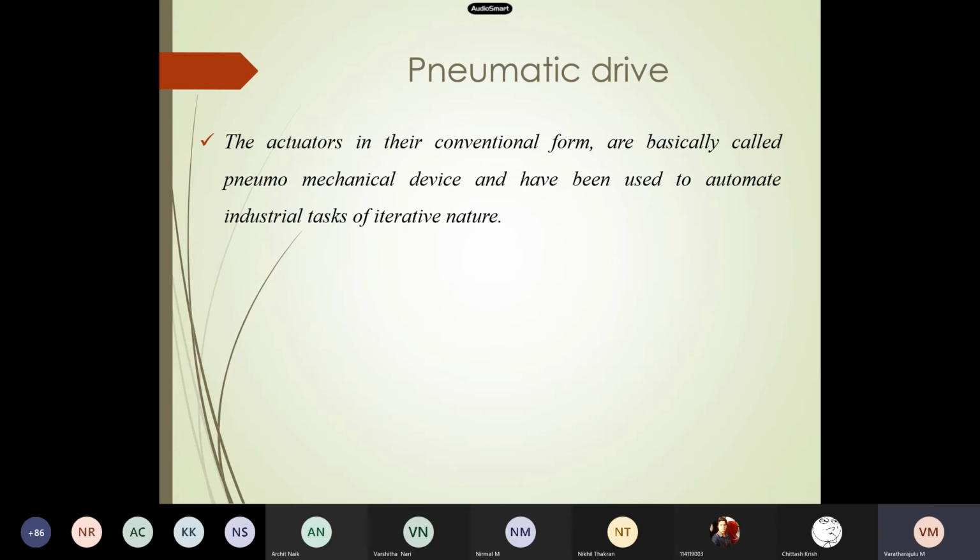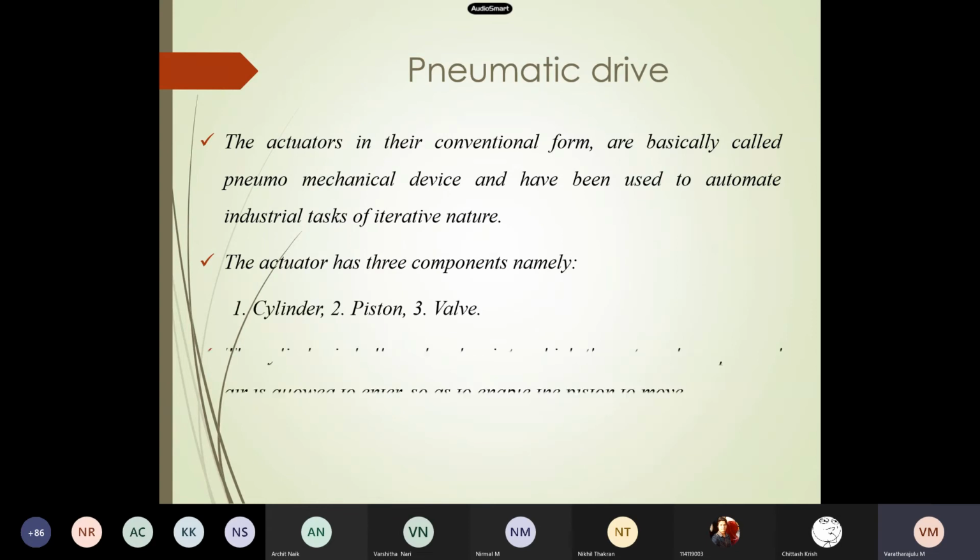And the actuators in their conventional form are basically called pneumomechanical devices, and have been used to automate industrial tasks of an iterative nature. The actuator has three components: cylinder, piston, and valve.